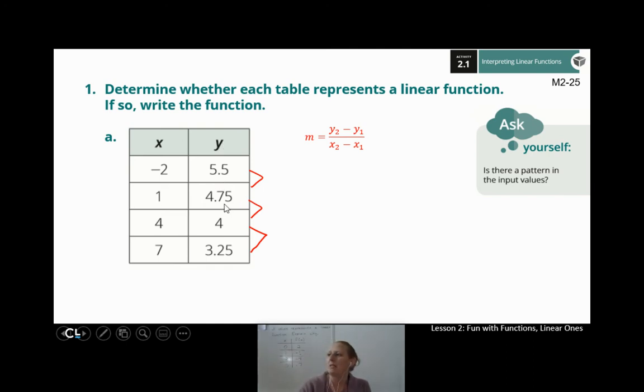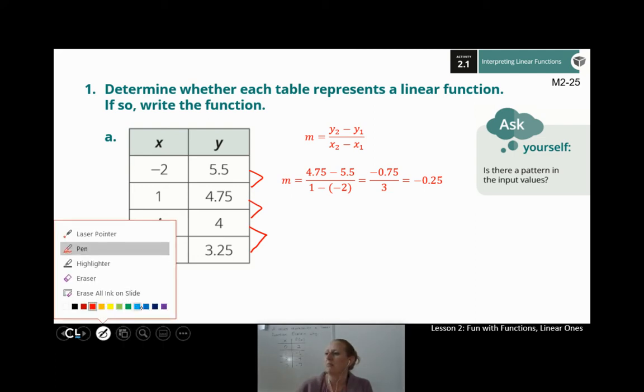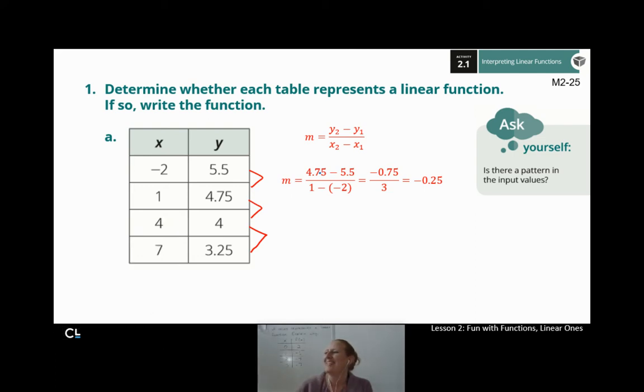So I'll subtract my y's on top, 4.75 minus 5.5. Subtract my x's on the bottom, 1 minus a -2. When we do that, you can see all my work came out here. 4.75 minus 5.5, I used a calculator. I got -0.75. Double negative, that becomes a positive.